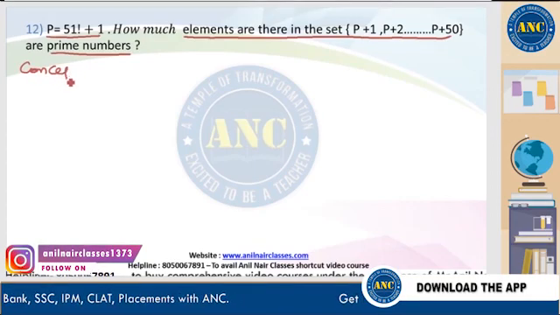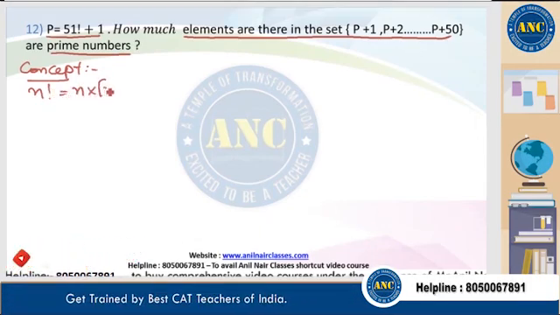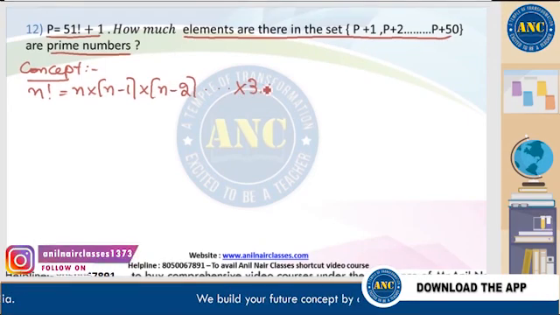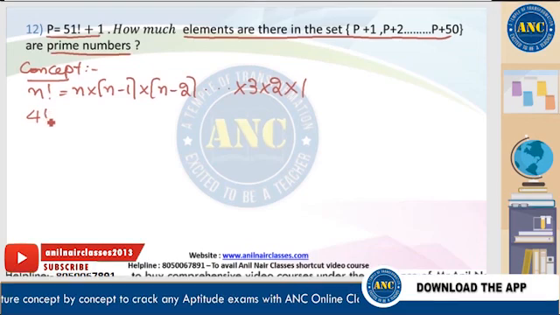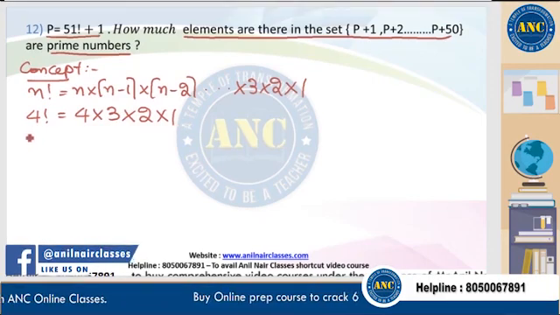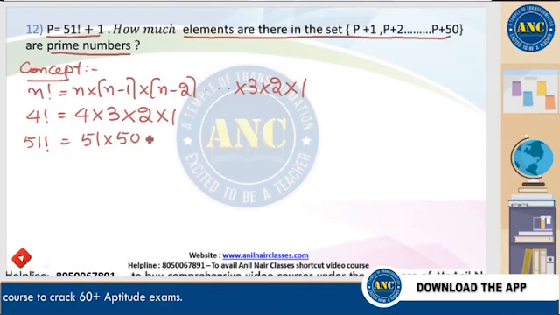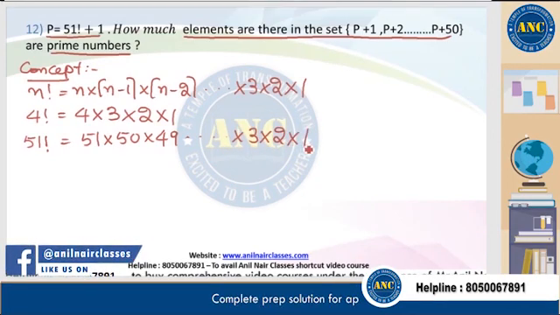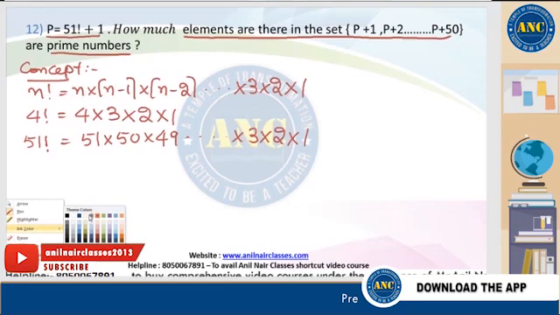First we need to understand the definition of factorial. N factorial is the product of all natural numbers starting from n down to 1. Suppose it is 4 factorial, that is 4 into 3 into 2 into 1. Similarly, 51 factorial, which is given in the question, is 51 into 50 into 49 and so on up to 3 into 2 into 1. I hope, especially for students from a non-mathematical background, the definition of factorial is clear to you.